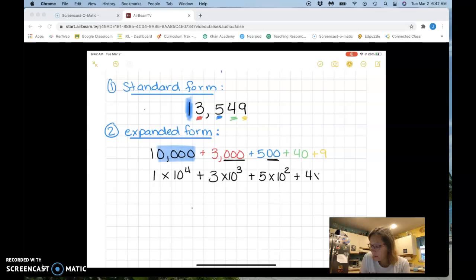Plus 4 times 10, so you see I'm just taking that beginning number of each one and then multiplying it by 10 to however many zeros there are. For 40, there's only 1 zero. And for 9, there are 0 zeros. So this would be writing this equation in exponent expanded form, which the book is going to ask you to do, and we'll do a couple examples like that, okay? And then we can just add parentheses here to kind of group everything together and clean it up.